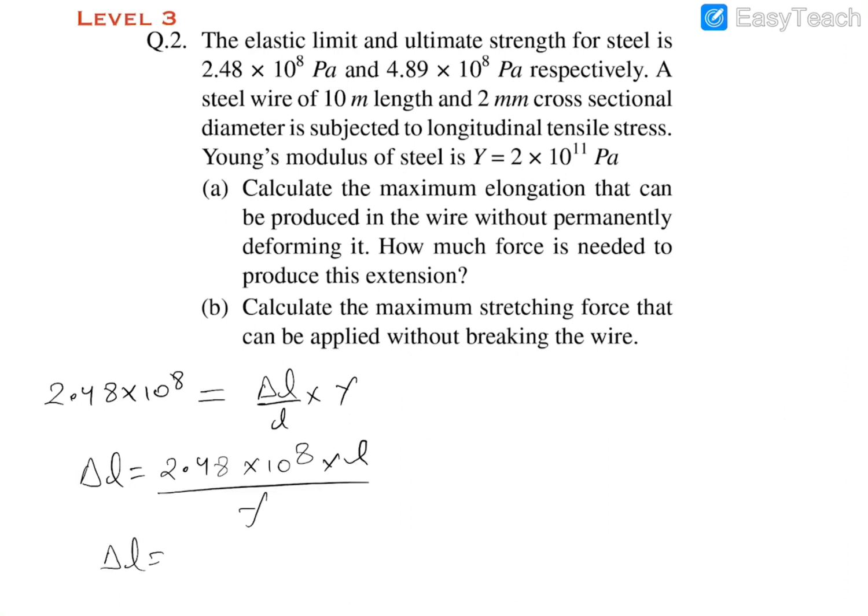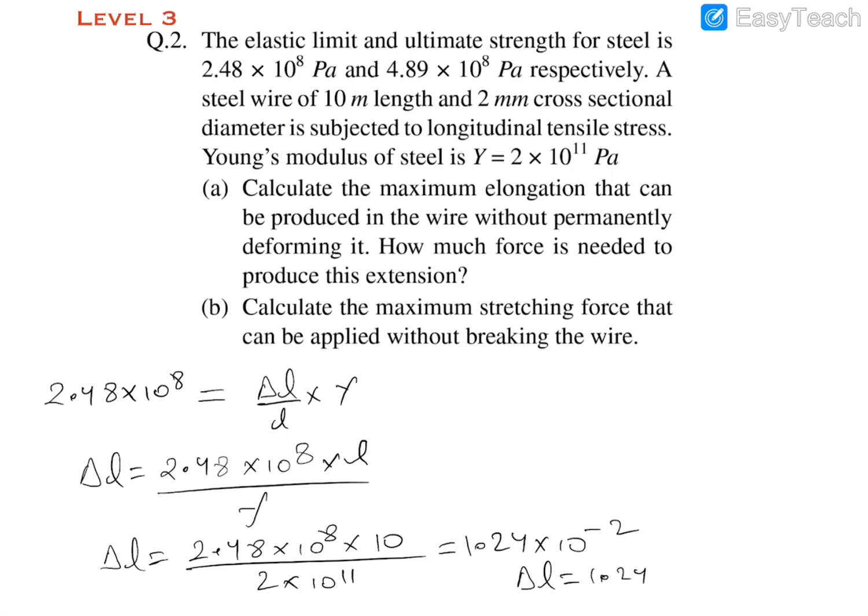So delta L will be 2.48 into 10 raised to power 8 into length is 10 meter and Y is 2 into 10 raised to power 11. So this is 1.24 into 10 raised to power minus 2. So delta L will be equal to 1.24 centimeters. You can see that. Now the maximum force which we can apply, or the minimum force which we have to apply to make this wire a plastic material.